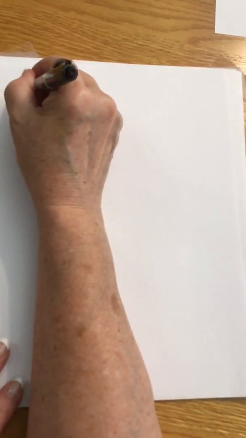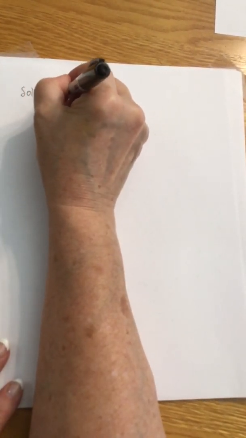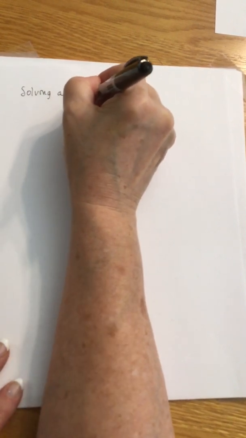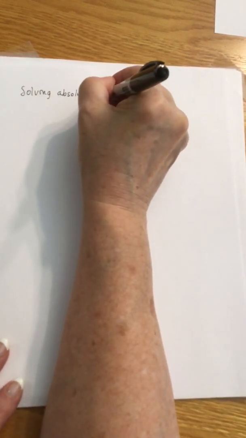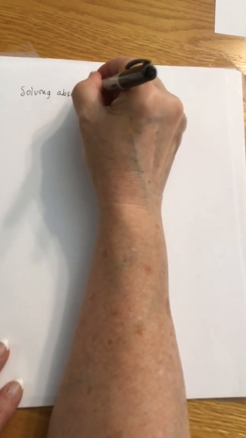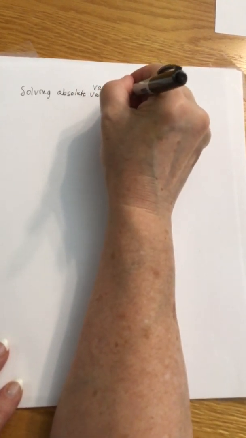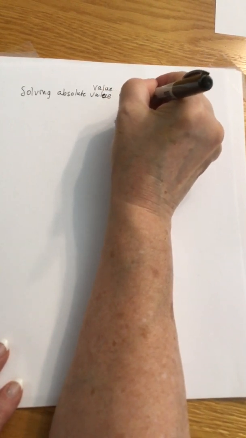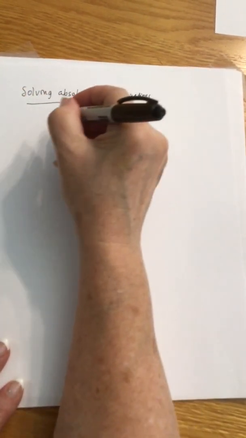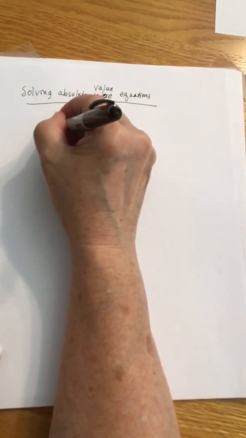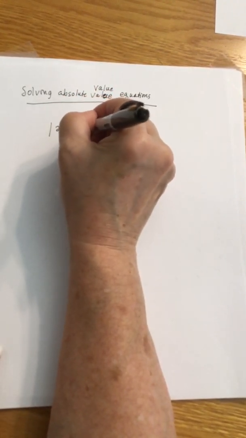Okay, the next one that we're going to look at is solving absolute value equations. So the first one we're looking at looks like the absolute value of 2x minus 5 equals 3.